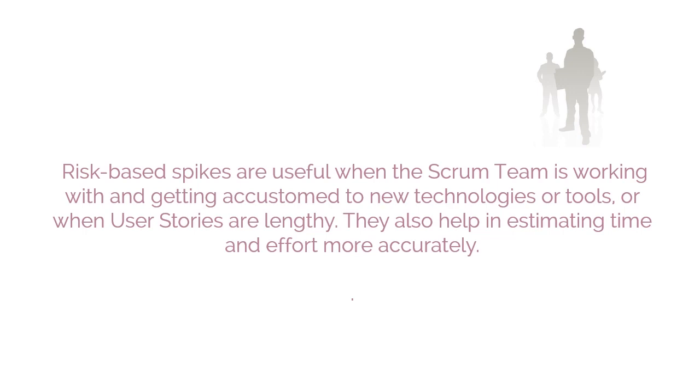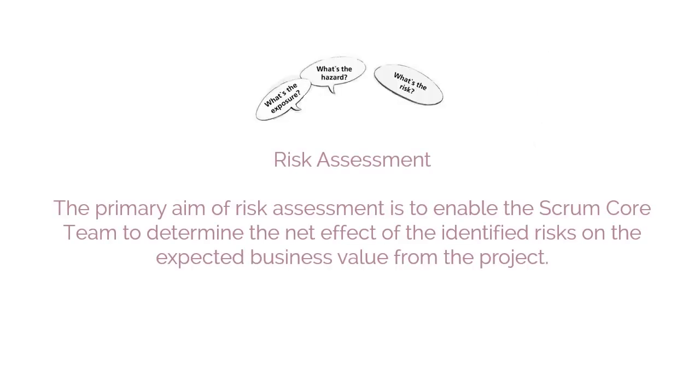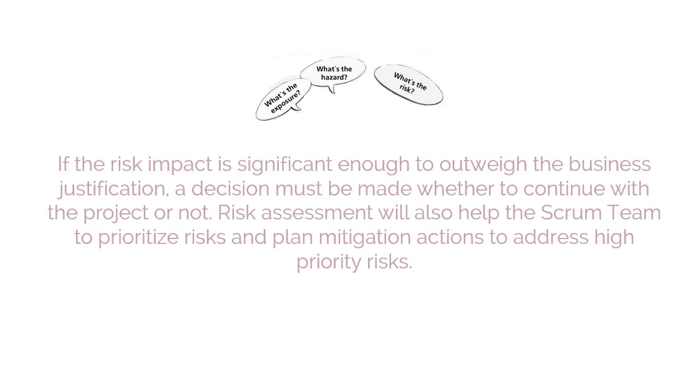Risk-based spikes are useful when the Scrum team is working with and getting accustomed to new technologies or tools, or when user stories are lengthy. They also help in estimating time and effort more accurately. Next step in the risk management procedure is risk assessment.